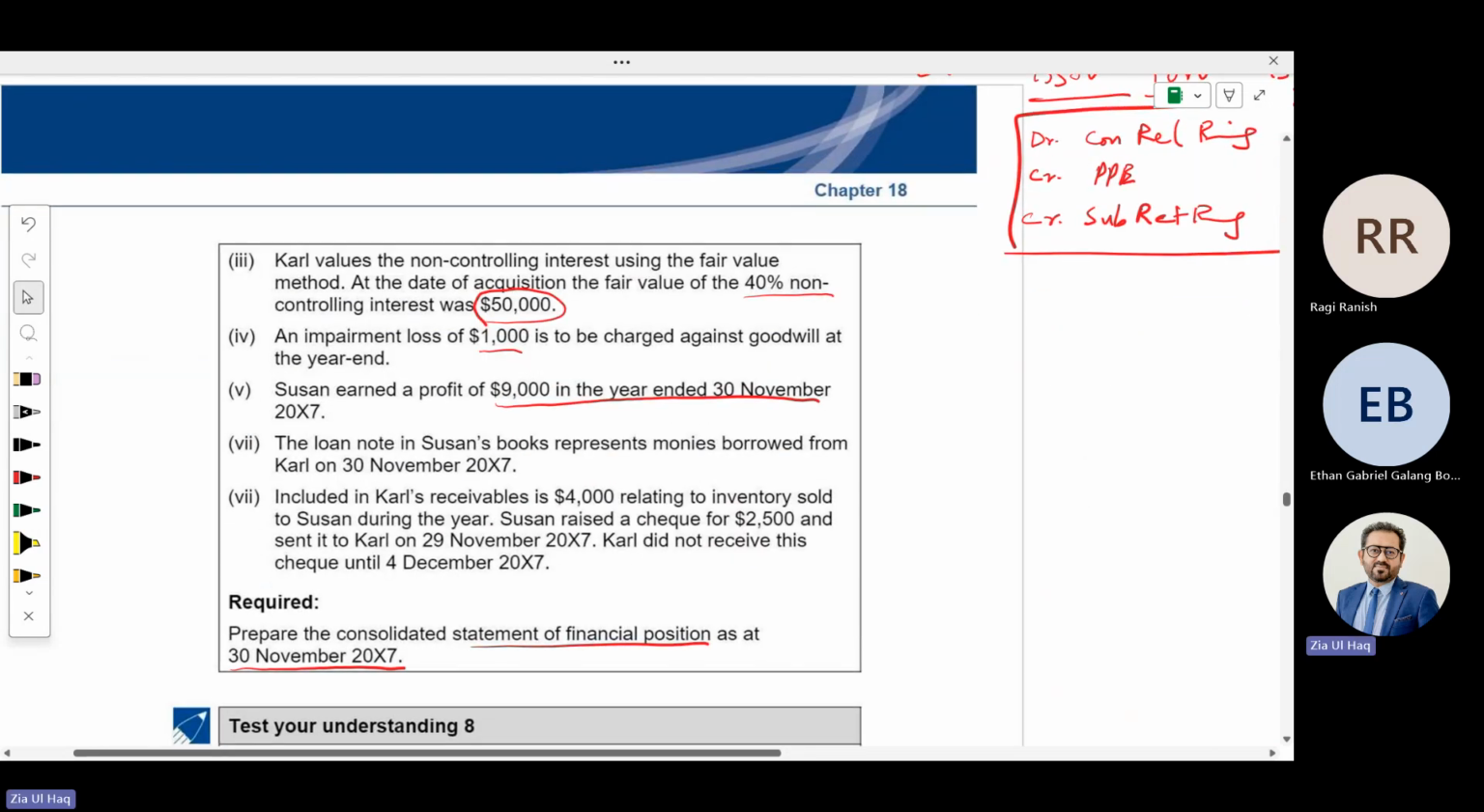Included in Carl's receivable is 4,000 relating to inventory sold to Susan during the year. In parent financial statements, 4,000 they recorded as receivable from subsidiary, that we need to eliminate. This means in subsidiary there will be 4,000 payable, that we need to eliminate. Susan raised a check of 2,500 and sent it to Carl on 29th of November 2007. Carl didn't receive the check until 4th of December 2007. I mean, there was a 4,000 receivable and payable recorded. And before year end, subsidiary sent a check of 2,500 to parent, but parent didn't receive that check by year end.